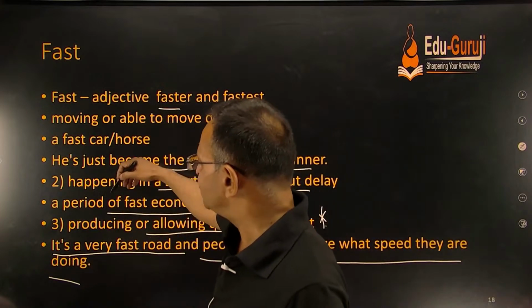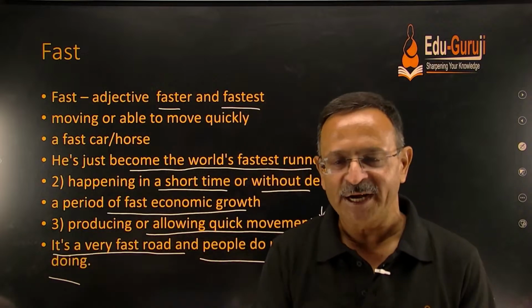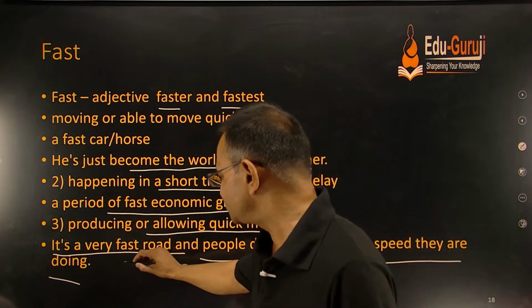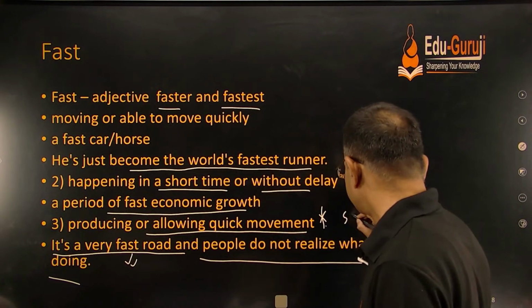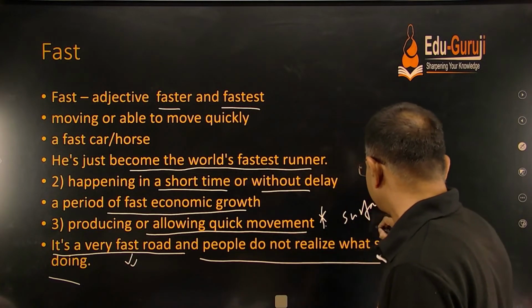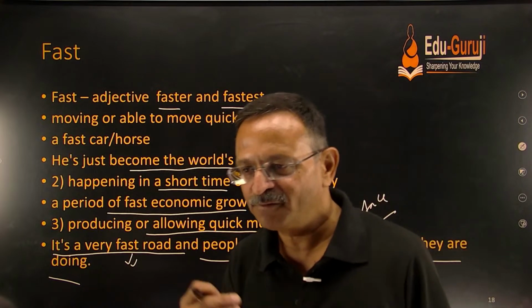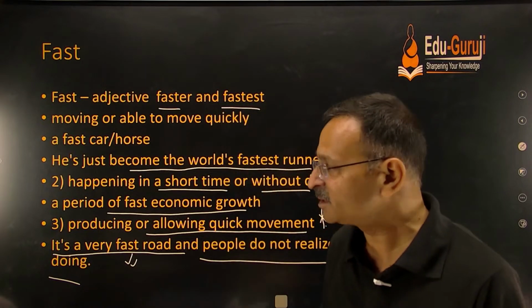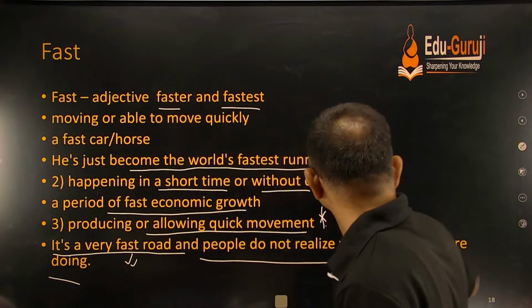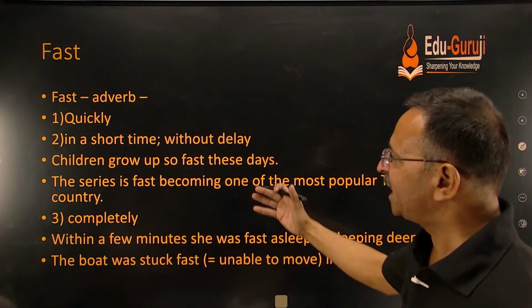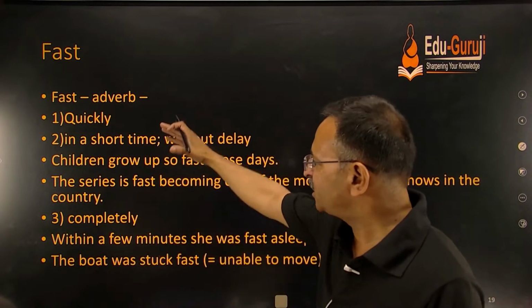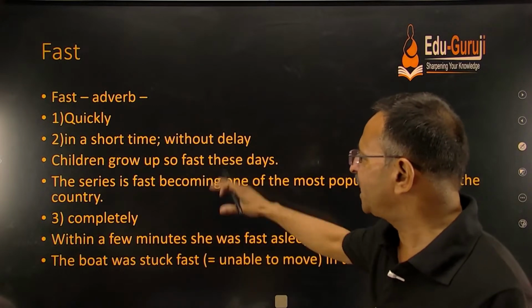So these two meanings, you might be aware of it, but the third one is very important. It is talking about something fast as a surface. This is also one of the meanings of fast as an adjective. Let's move ahead. As an adverb, so obviously it means quickly, in short time, without delay.